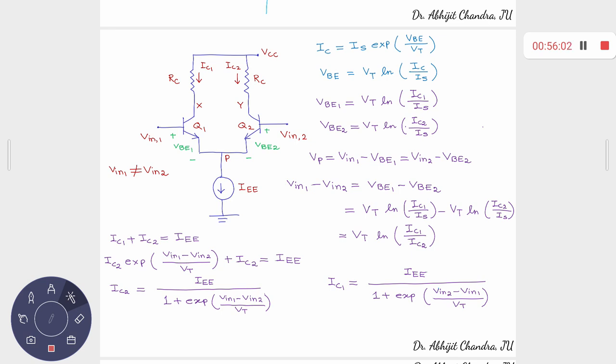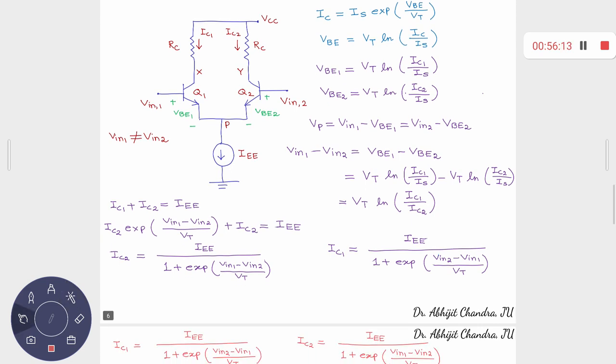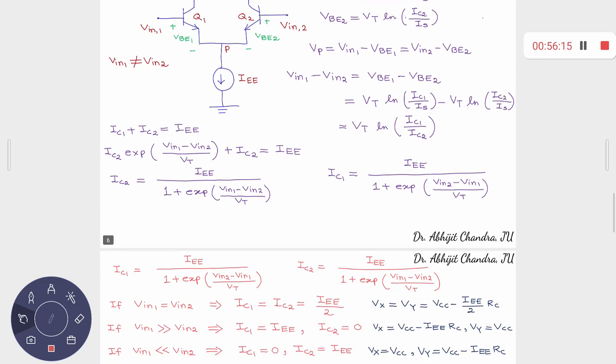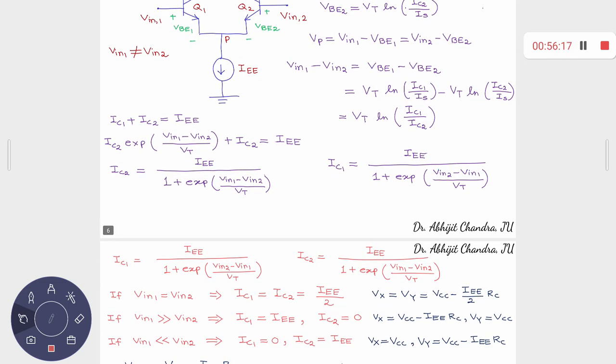If V0 is much greater than V2, transistor Q1 will be driven into saturation and Q2 will be driven into cutoff. There is no current. You can verify. So you have got IC1. Similarly, you can also get IC2. IC2 is nothing but IE upon 1 plus e to the power V1 minus V2 by Vt. And similarly, you can also get IC1 as IE upon 1 plus exponential V2 minus V1 by Vt.